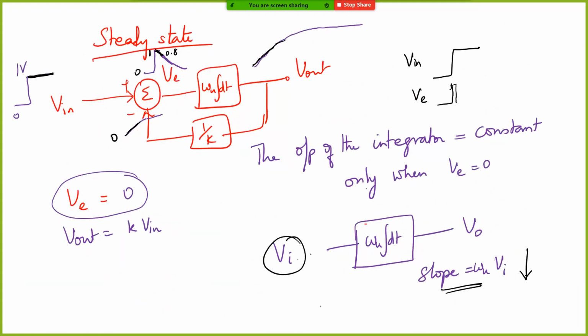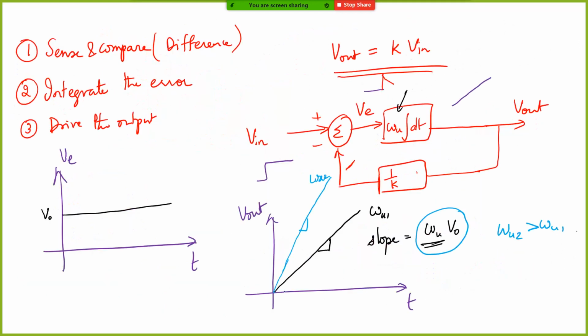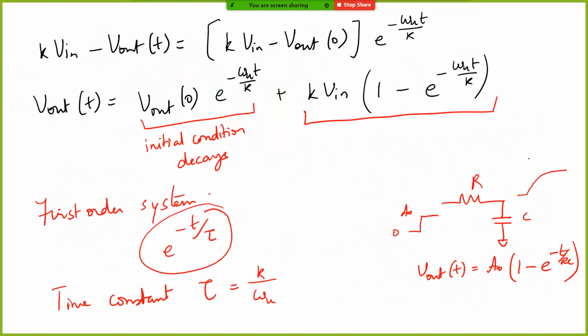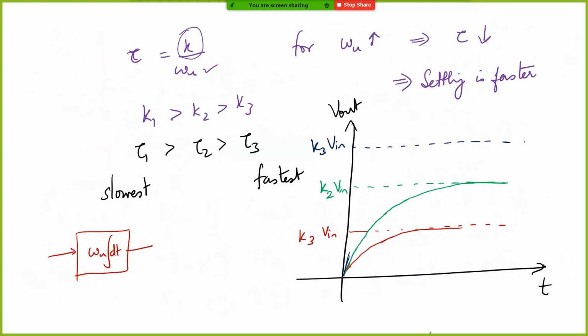If you remember, when we looked at this particular thing, we said that the slope depends on omega u and the error voltage here. So for a higher K, the error voltage is going to be larger, right? So it is going to start with a higher slope, but ultimately it will take a longer time to settle. Settling depends on two factors. One is the omega u.